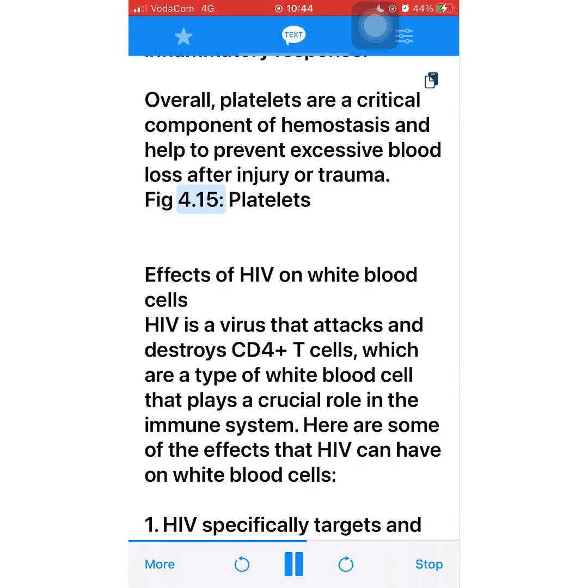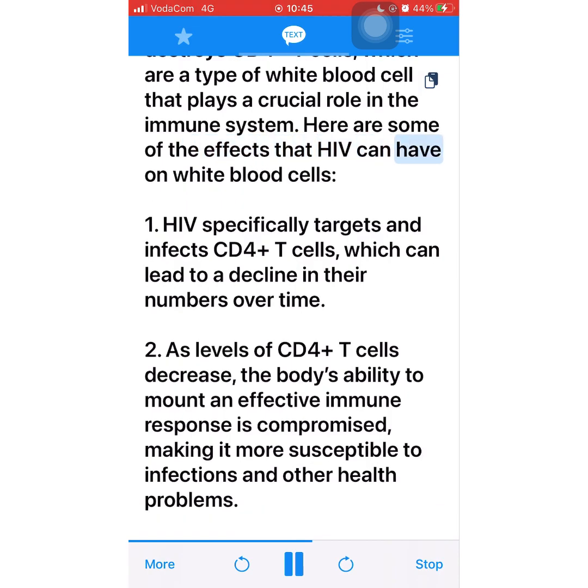Figure 4.15. Platelets. Effects of HIV on white blood cells. HIV is a virus that attacks and destroys CD4+ T cells, which are a type of white blood cell that plays a crucial role in the immune system. Here are some of the effects that HIV can have on white blood cells. 1. HIV specifically targets and infects CD4+ T cells, which can lead to a decline in their numbers over time.